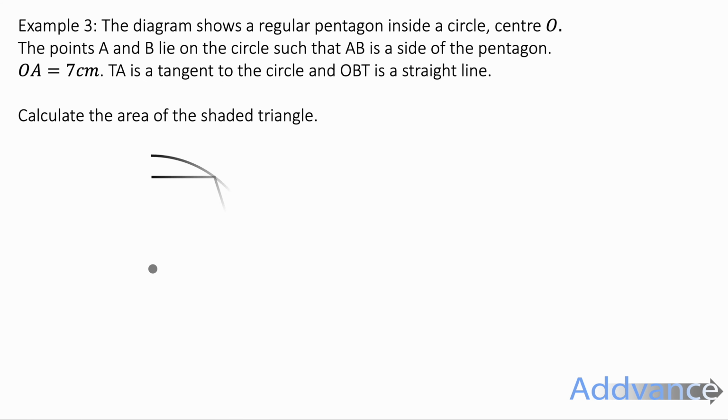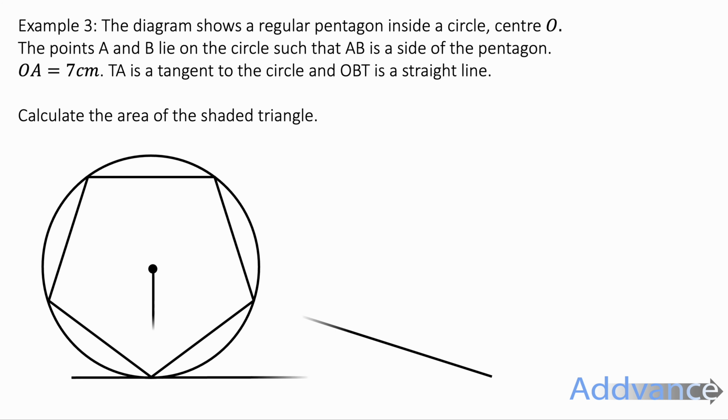Okay, let's look at our final example now. So the diagram shows a regular pentagon inside a circle, center O. The points A and B lie in the circle, such that AB is the side of the pentagon. OA is 7 centimeters, and TA is a tangent of the circle, and OBT is a straight line. Calculate the area of the shaded triangle. I've shaded it in blue here for you to see.